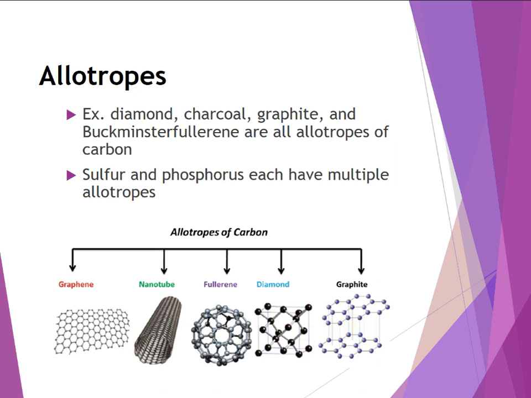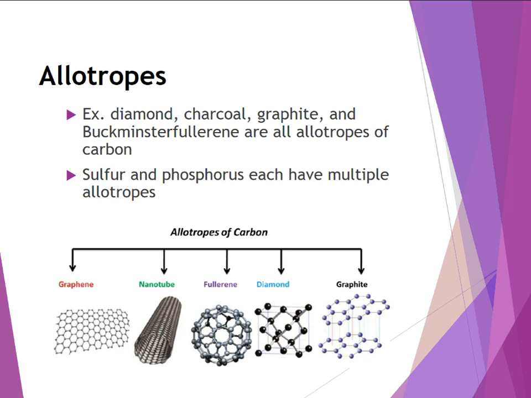There's a term we'll use called allotropes. Allotropes are different makeups of the same substance. For example, carbon has several allotropes, diamond being one, charcoal being another, graphite, fullerene, graphene. Those are all allotropes of carbon. They're made of the same thing, but have different structural makeup.